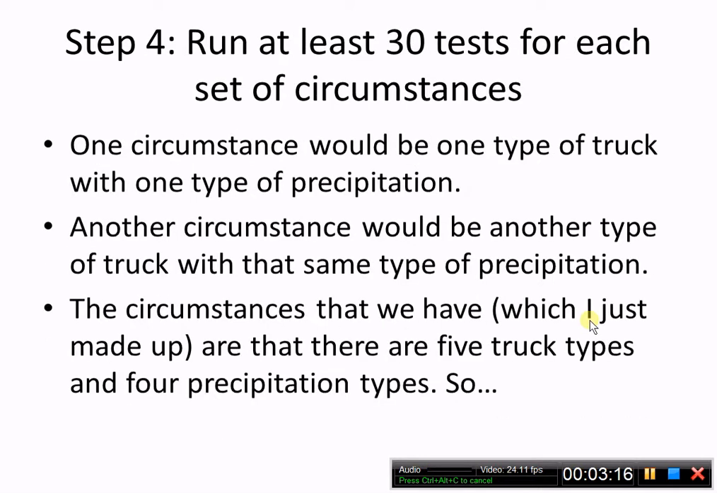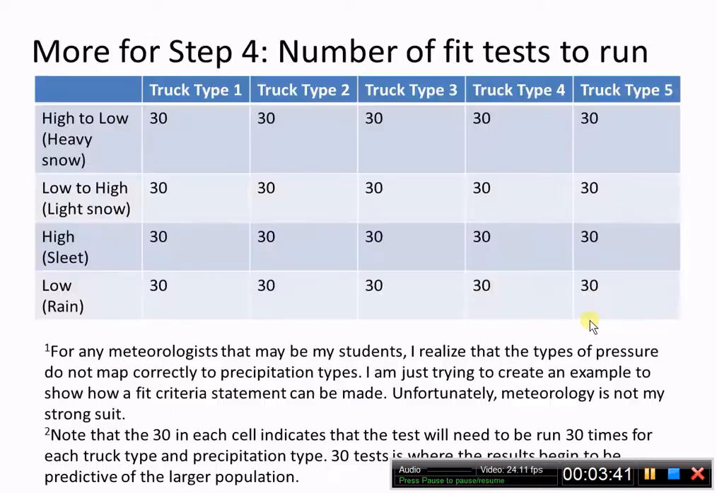Step 4. Run at least 30 tests for each set of circumstances. One circumstance would be one type of truck with one type of precipitation. Another circumstance would be another type of truck with the same type of precipitation. The circumstances that we have, which I just made up, are that there are 5 truck types and 4 precipitation types. So, this slide shows the number of tests we would like to run in total. The answer is 30 for each intersection of the 2 variables that we believe affect the success of our software and hardware when it is sending information from the truck to the main office, namely truck type and precipitation type.